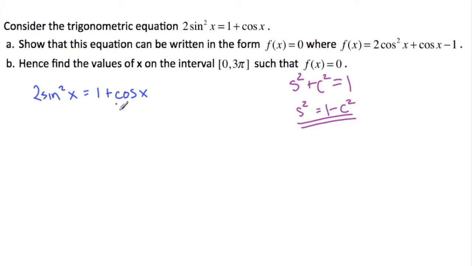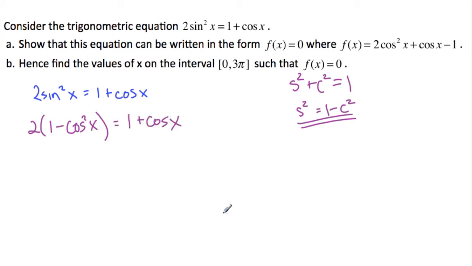Like, for me, I see this cosine, and that doesn't really have any identities, so that's not going anywhere. So it does make sense that I'm going to take out sine squared and put in the 1 minus cosine squared. So let's do that. 1 minus cosine squared equals 1 plus cosine x.